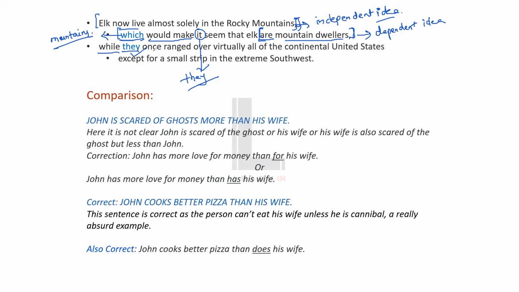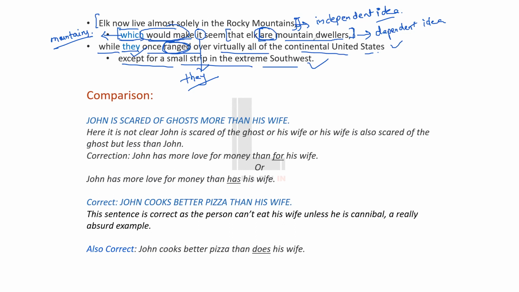While they, this they is correct, once ranged over virtually all the continental United States except for a small strip in extreme southeast. Now there is no sign of comparison here, no sign of once ranged over. Okay, no sign of subject verb. There is a subject verb here, there is a subject verb here. Seem that elk are, subject verb here.